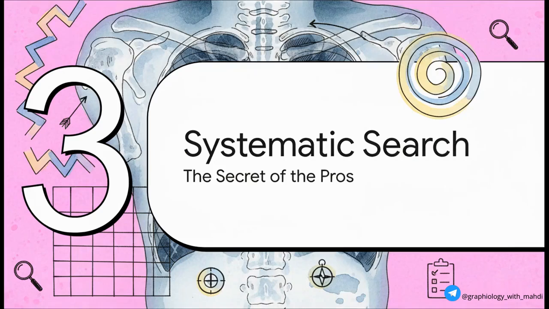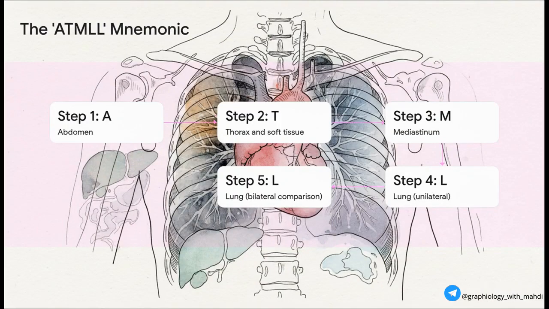Okay, so we've got our map. Now we need a way to explore it without getting lost. And here's the secret weapon, really. This is what separates the pros from the beginners. Instead of just letting your eyes wander, you use a methodical search pattern to make sure you look at everything, every single time. And to make it repeatable and easy to remember, we've got a great little mnemonic, ATMLL. The easiest way to remember it is to ask, are there many lung lesions?